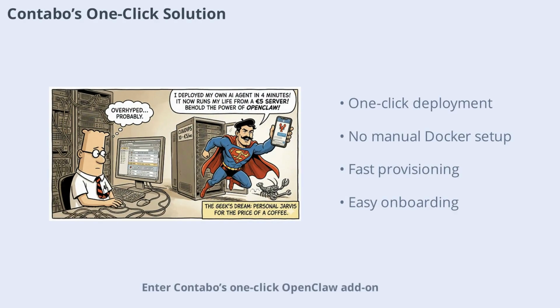Enter Contabo's one-click OpenClaw add-on. This new offering changed everything for me. Instead of wrestling with manual setup, I simply ordered a VPS, checked the OpenClaw box, and waited a few minutes for provisioning. The onboarding wizard launched automatically when I connected via SSH. In less than 5 minutes, my AI agent was live and ready to go. No more late-night debugging or complicated Docker commands, just a smooth, automated deployment.